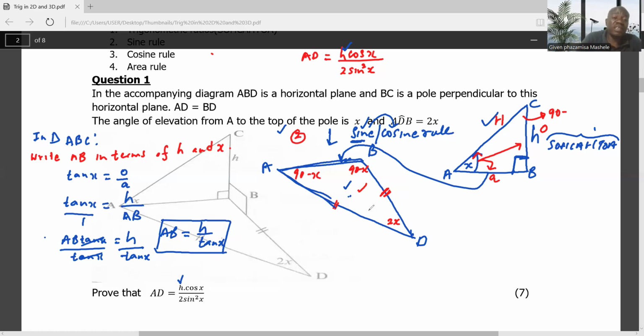And to determine the AD, since ABD is not a right angle triangle, I'm going to say in triangle ABD, this is not a right angle triangle. So let's try the sine rule first. Trying the sine rule, let's do this to make our work easy.